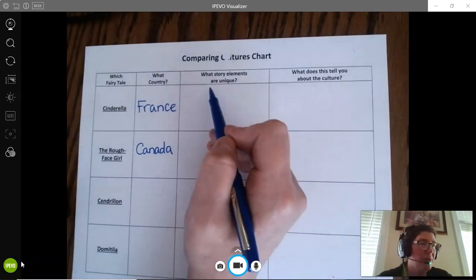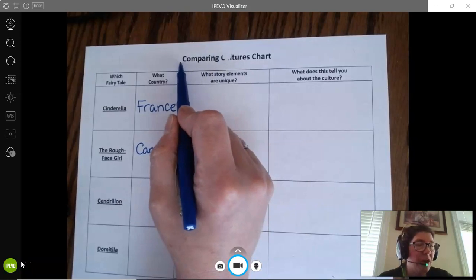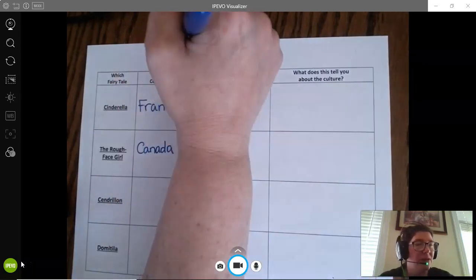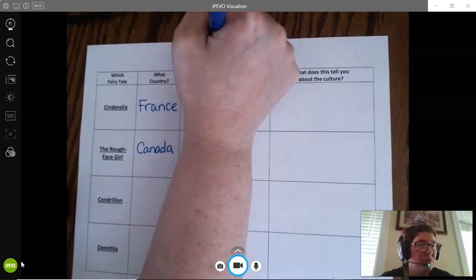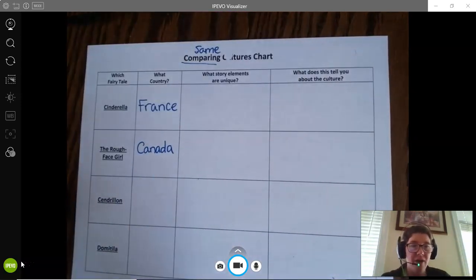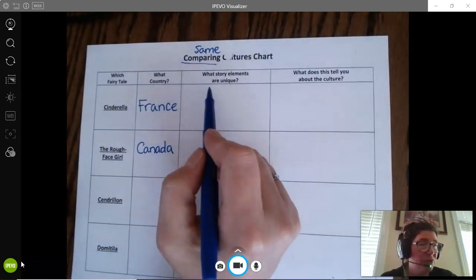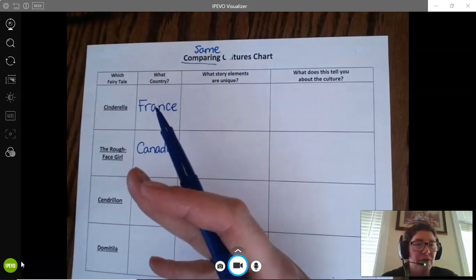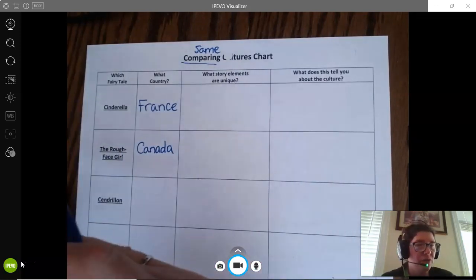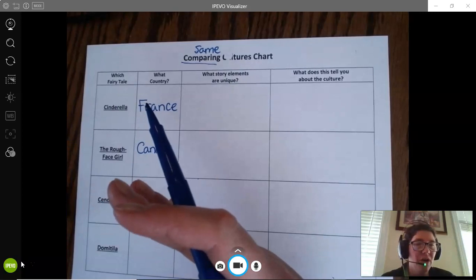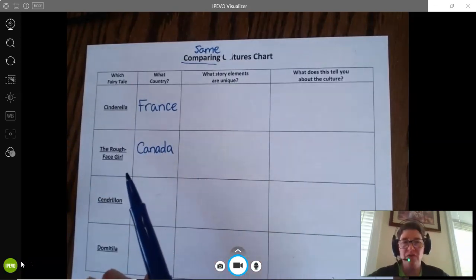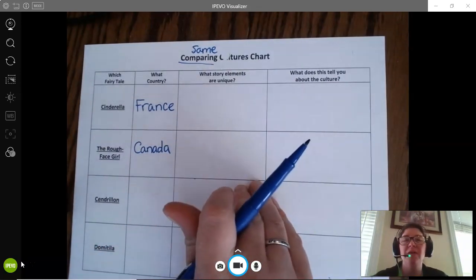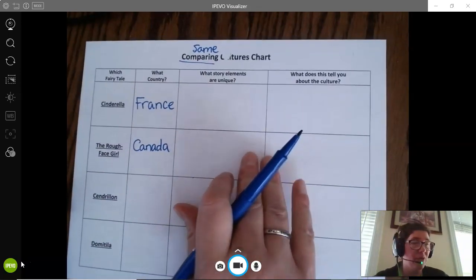So what story elements are unique? And we're comparing, and remember, comparing means how are they the same? So we're going to write same up here just to remind ourselves. So what story elements are unique? I'm thinking of the clothes, okay? There's a lot of these two stories that are very similar, but I'm thinking about the clothes, that they played such an important role in both stories, okay?